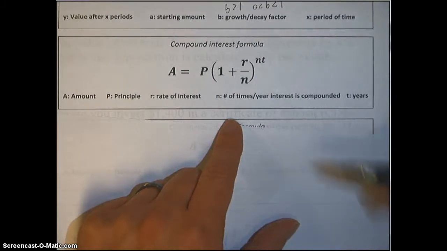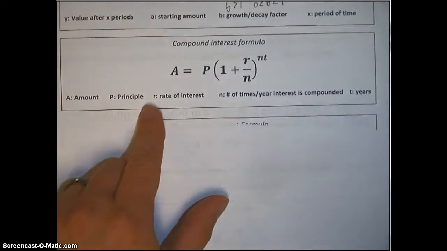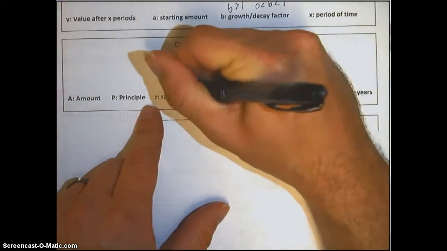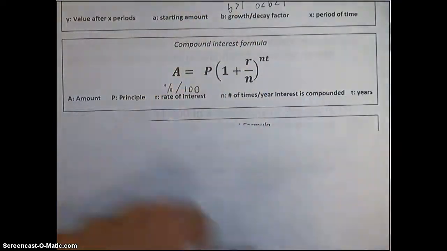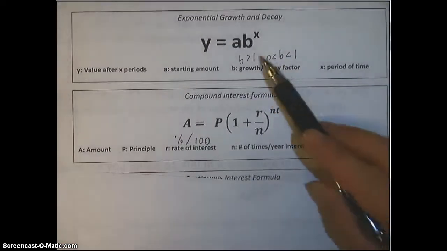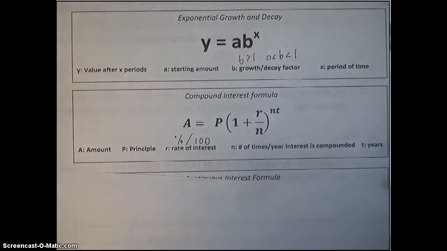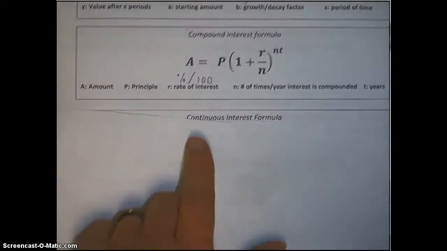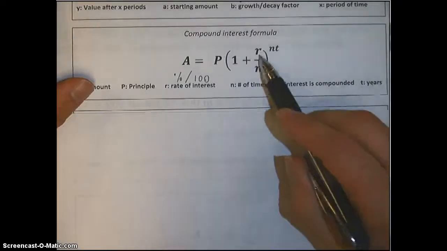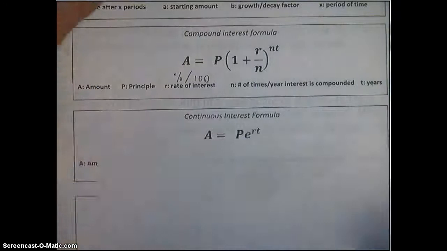If it's once, then you just make it a 1. If it's 4 times, you make it a 4. One note about the rate of interest: you're going to want to take the percent and divide it by 100, and that will give you your rate of interest. Remember up here when we were doing the b, we did 1 plus whatever your percentage was divided by 100. That's the same thing here. You're just going to take whatever percent it is and divide it by 100, so you should have a decimal here. So let's do a couple of examples.